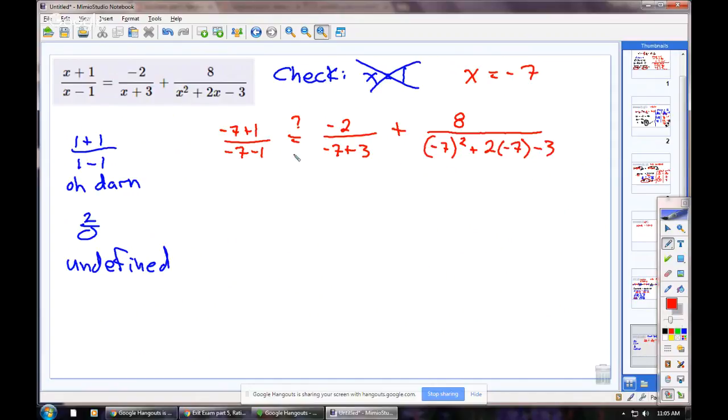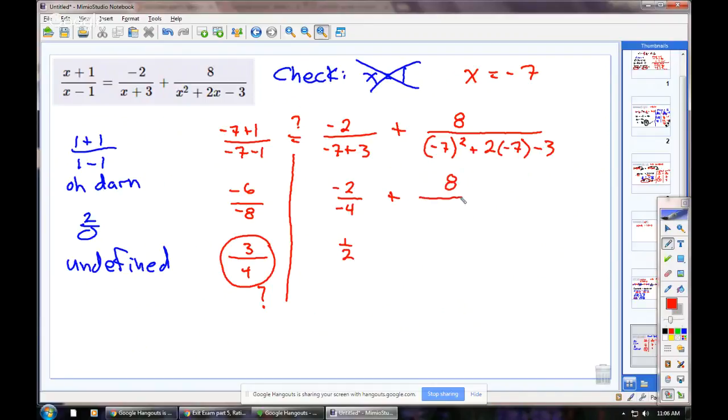Let's see. Left side, that looks easier. Negative 7 plus 1 is negative 6. Negative 7 minus 1 is negative 8. Negative over negative is a positive. And 2 goes into the top and bottom, 3/4. Does the other side equal 3/4? Let's hope. Let's see. Negative 2 over negative 4. That's 1/2. Plus 8 over 7 squared is 49. Minus 14. Minus 3.